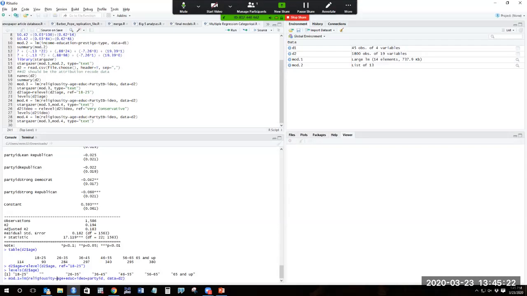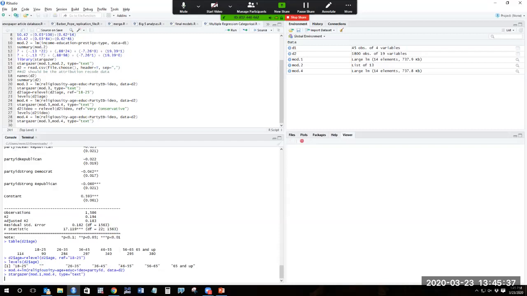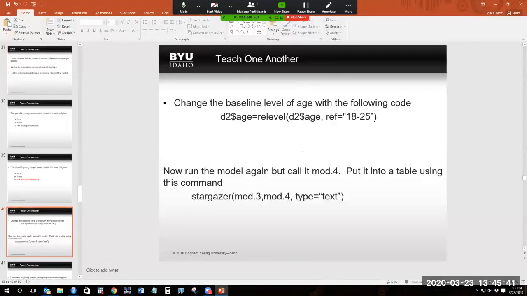I'm going to call it mod.3. Oh no, it's not going to work. Okay, I'm going to go mod.4 because I already re-leveled. And now in Stargazer, I'm going to go mod.1 and mod.4. And now I have something that I can look at.